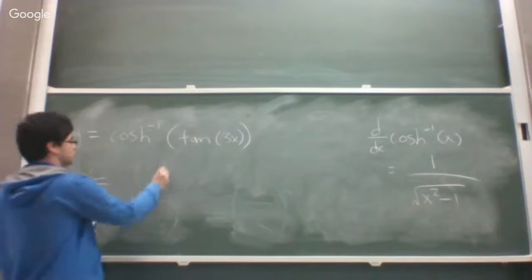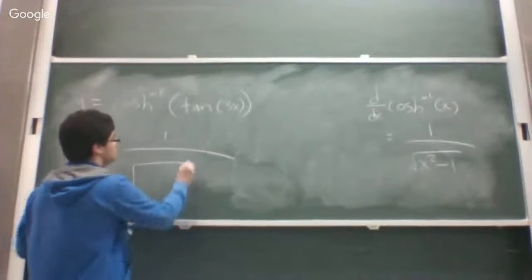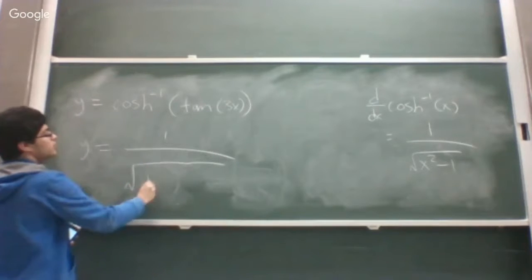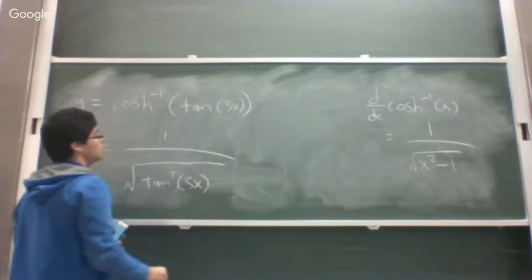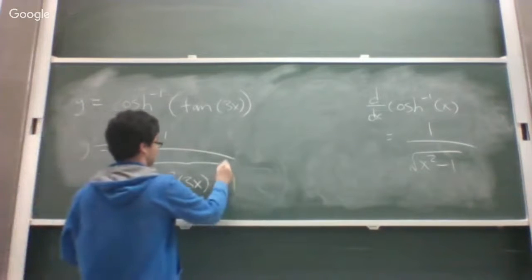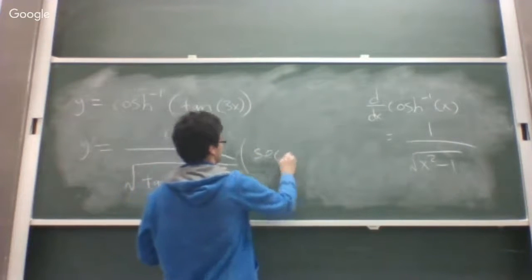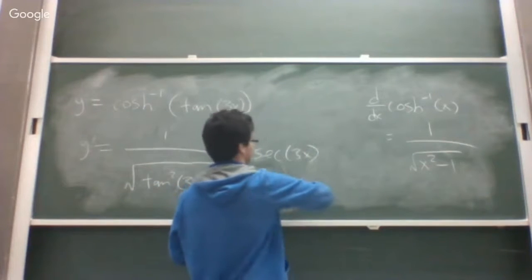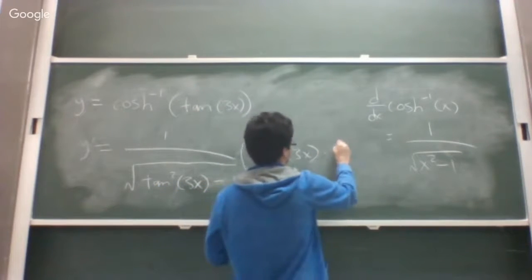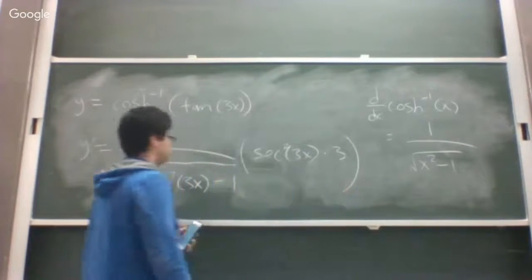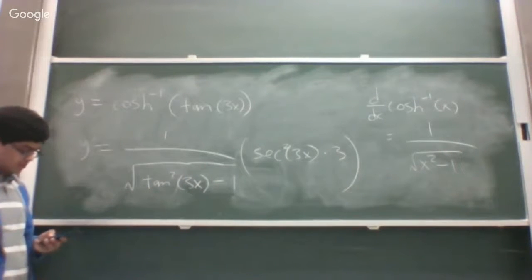1 over the square root of what squared? Tangent of 3x squared minus 1. The derivative of tangent of 3x is secant squared of 3x times 3. That would be your answer.